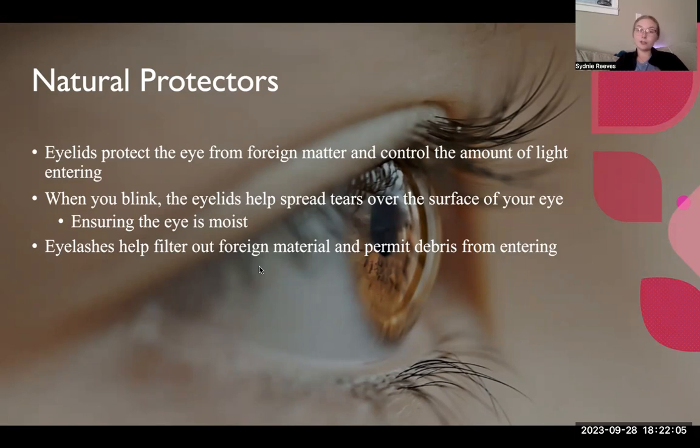So then the eyelashes are another natural protector. They help keep out foreign material and help prevent debris from entering. So it's similar to the hair in our nostrils. They help keep dust and debris out.